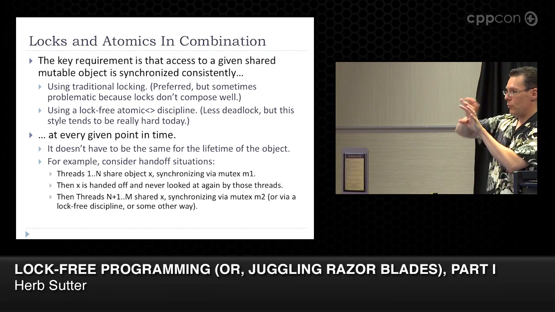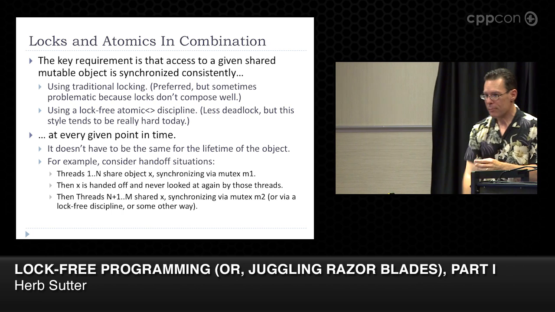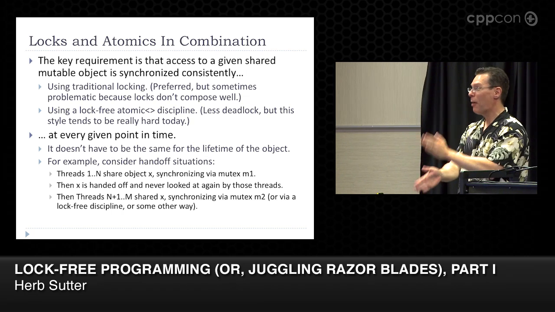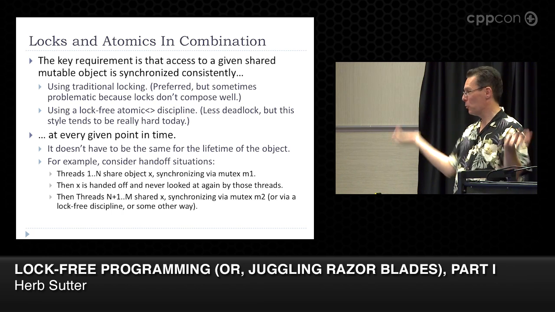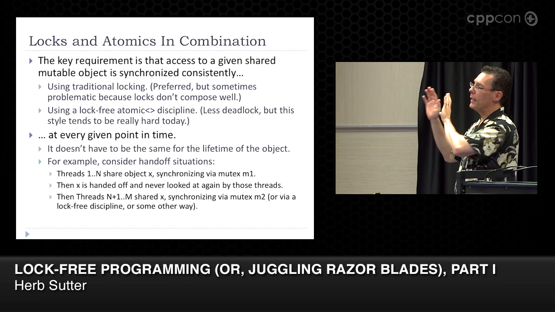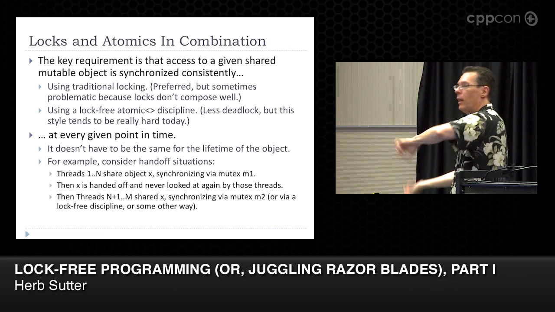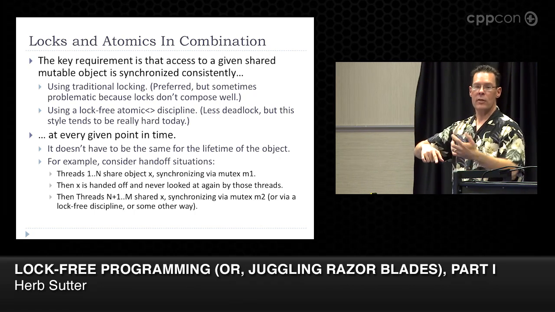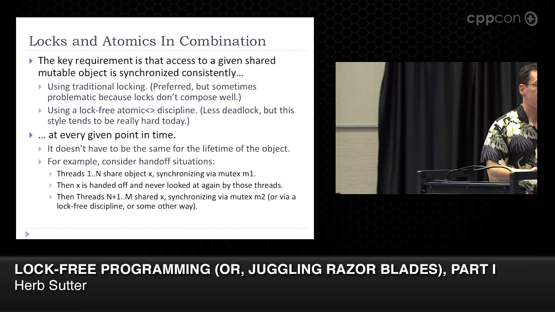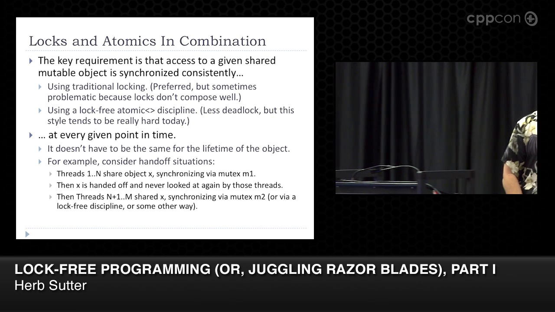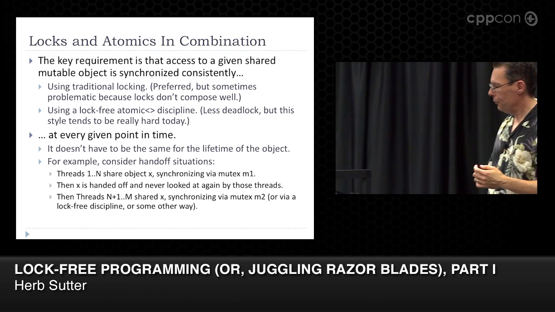The key is, in an object's lifetime, at any given point in time, everybody agrees on how we're synchronizing access to the object, otherwise the world will fall over. But that doesn't mean you can't use mutexes for a while and then switch in a new phase of processing, a new data structure, to use something else, and that's often desirable, and we're going to see some examples here.